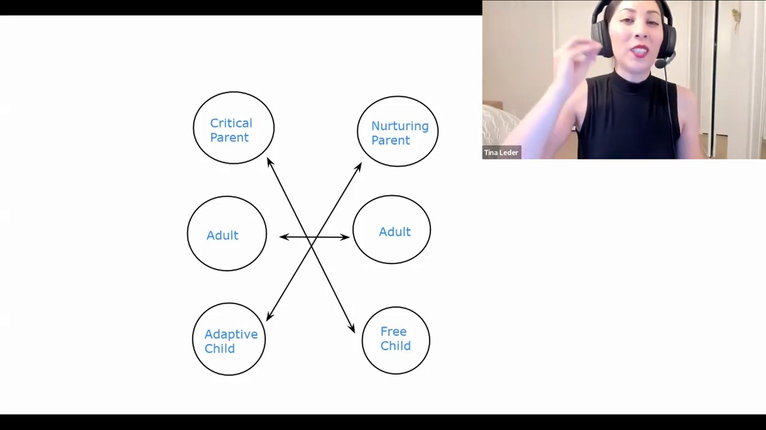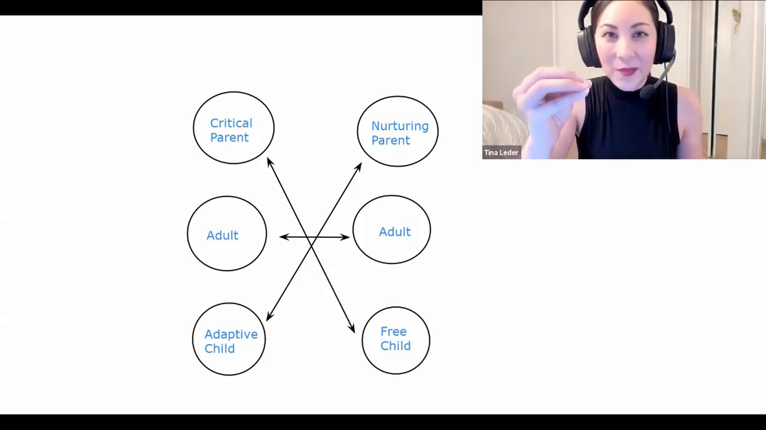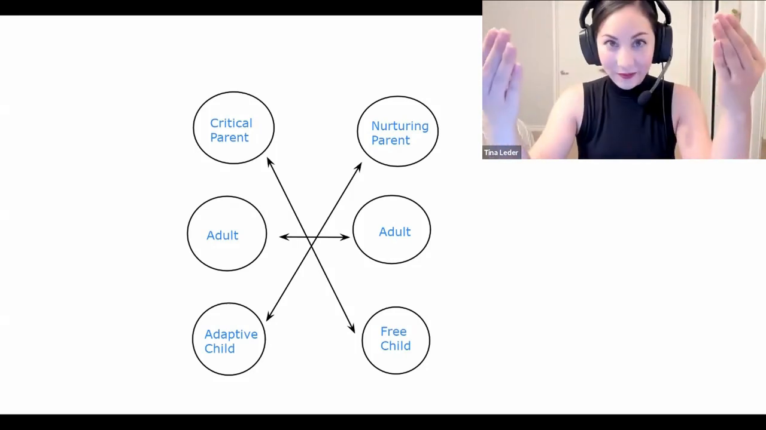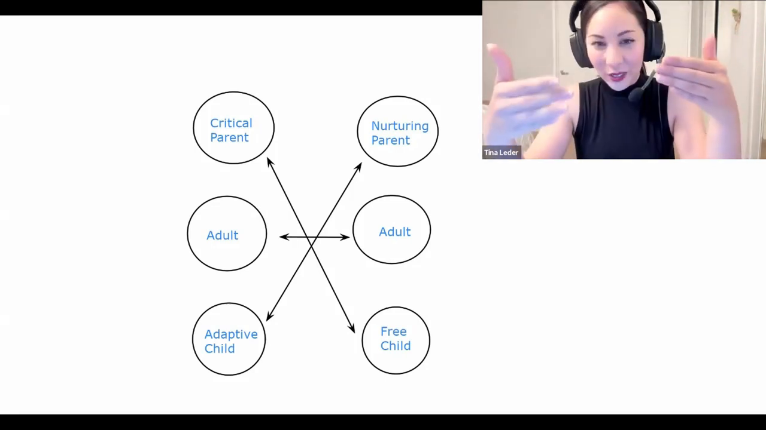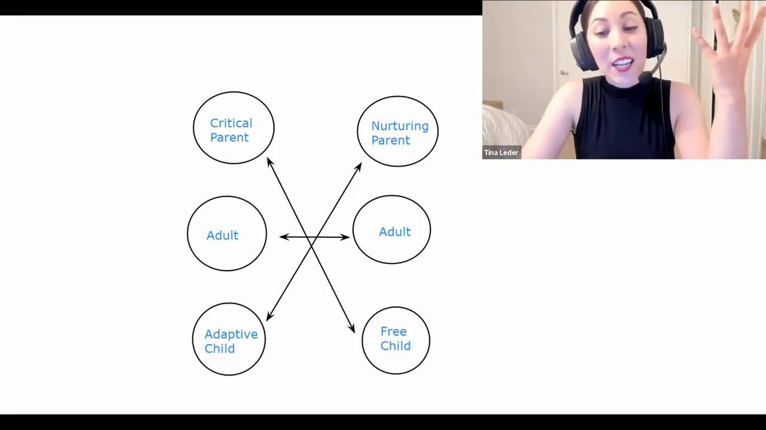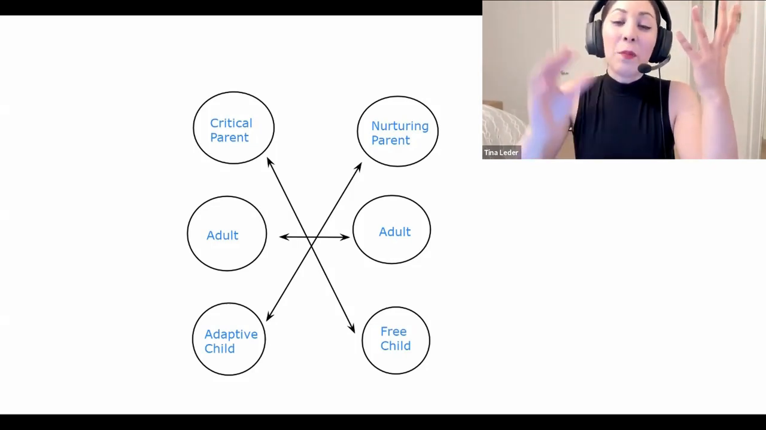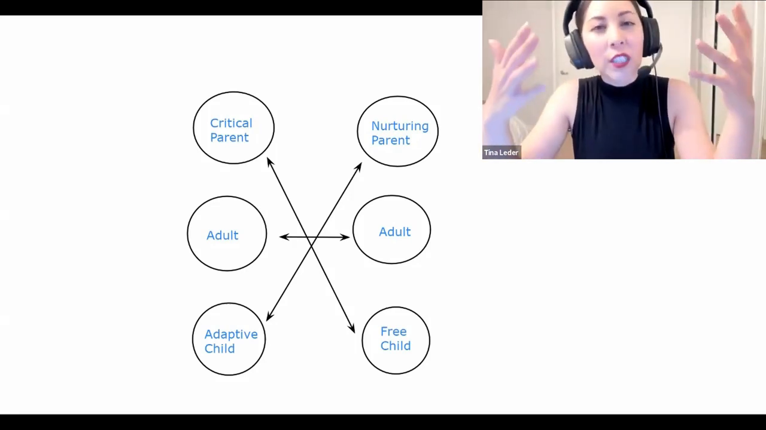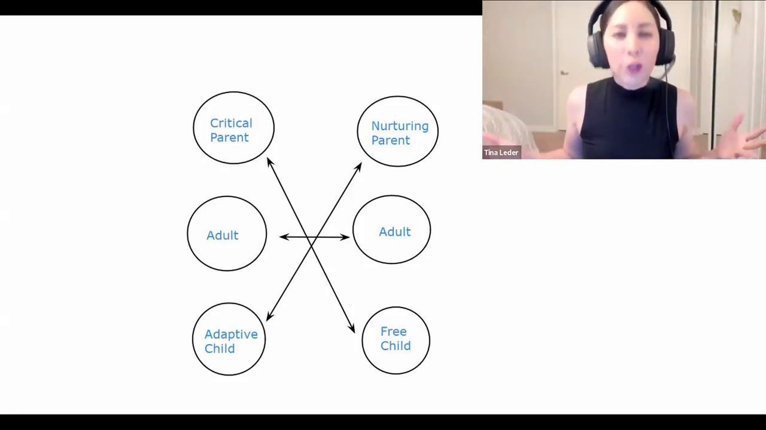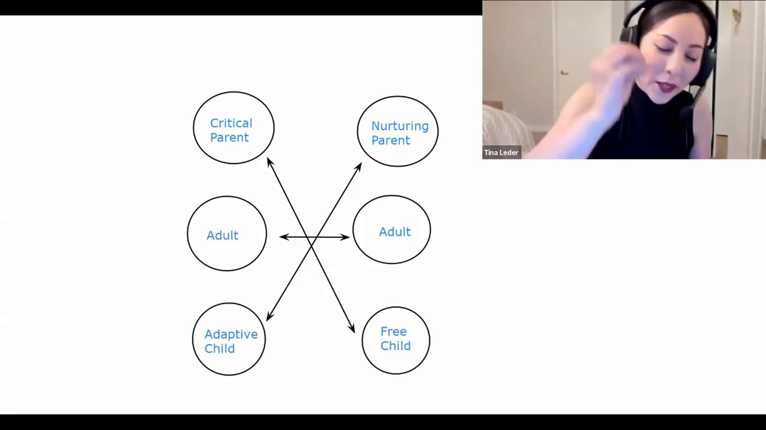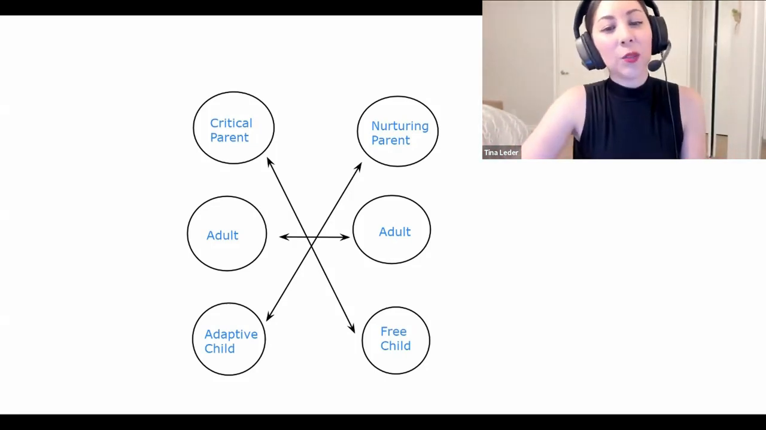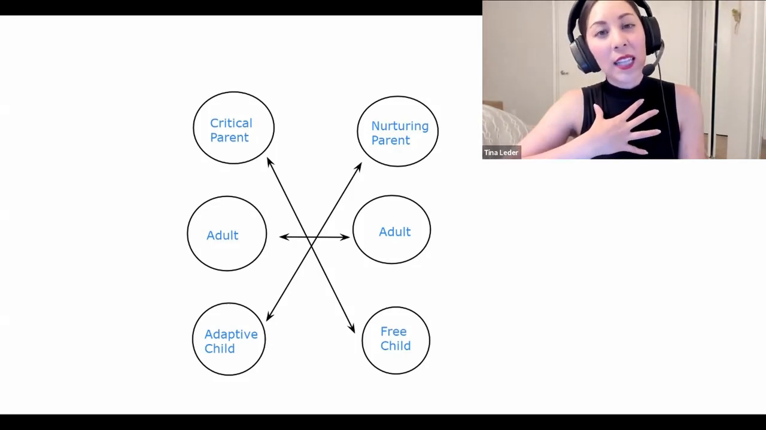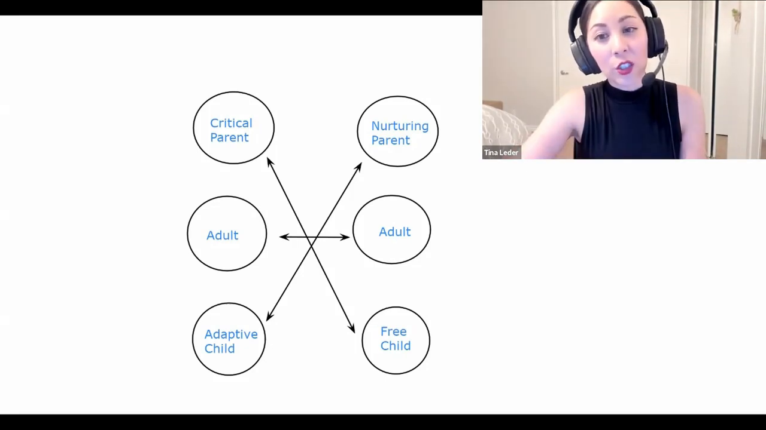Okay, this is what we call a split. Because what's really happening here is person A is posing as an adult, playing as an adult. But what person A is really being is a free child. And person B is playing the adult. They're coming up with practical solutions so you cannot be hungry anymore. But person A is pretending to be an adult, when their real need and what they actually want as a reaction is a nurturing parent.